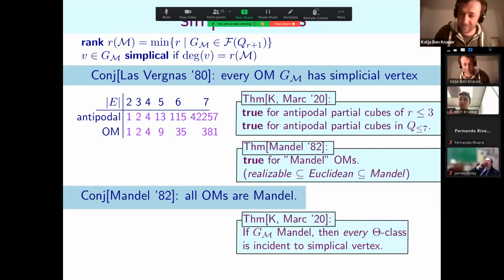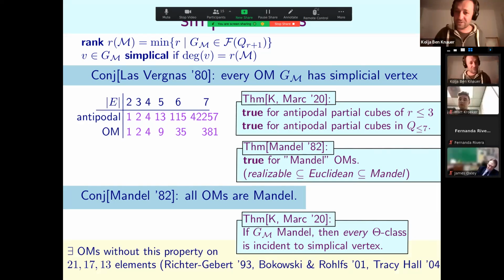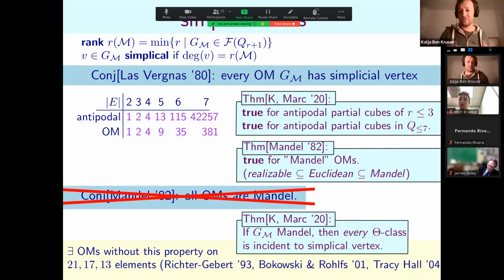So what we did is, also using tope graphs, we showed that if a tope graph is Mandel, then not only does it have a simplicial vertex, which he proved, but actually every theta class is incident to a simplicial vertex. Geometrically, it means every hyperplane is incident to a simplicial cell, not only does there exist one. And with this, you can use other results that show there are oriented matroids which do not have this property. They have a simplicial cell, but not incident to each hyperplane. So this disproved Mandel's conjecture.